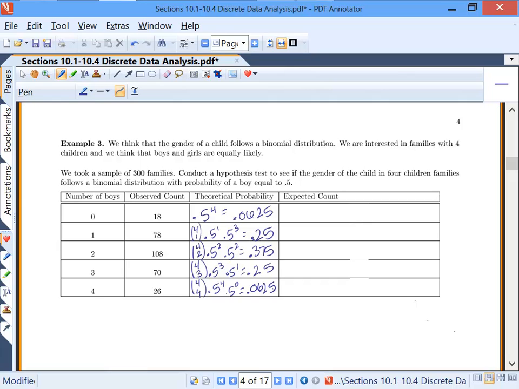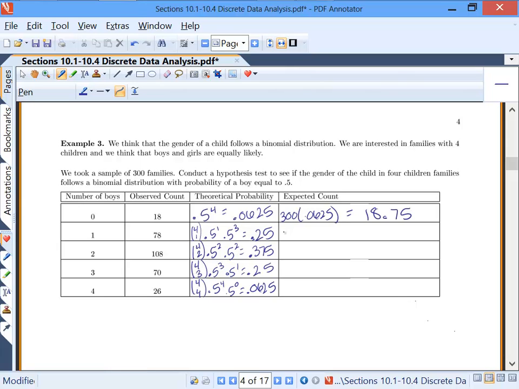So those are theoretical probabilities. And then how do we find our expected counts? Expected counts are just the sample size times the theoretical probabilities. Okay. So my sample size is 300, so we have 300 times 0.0625, which gives me 18.75. Okay, my observed count was 18, my expected count was 18.75.